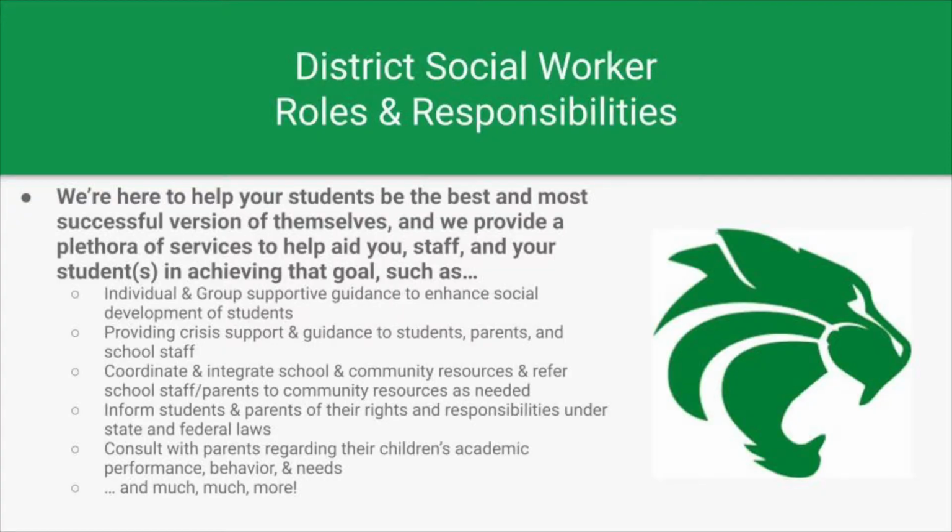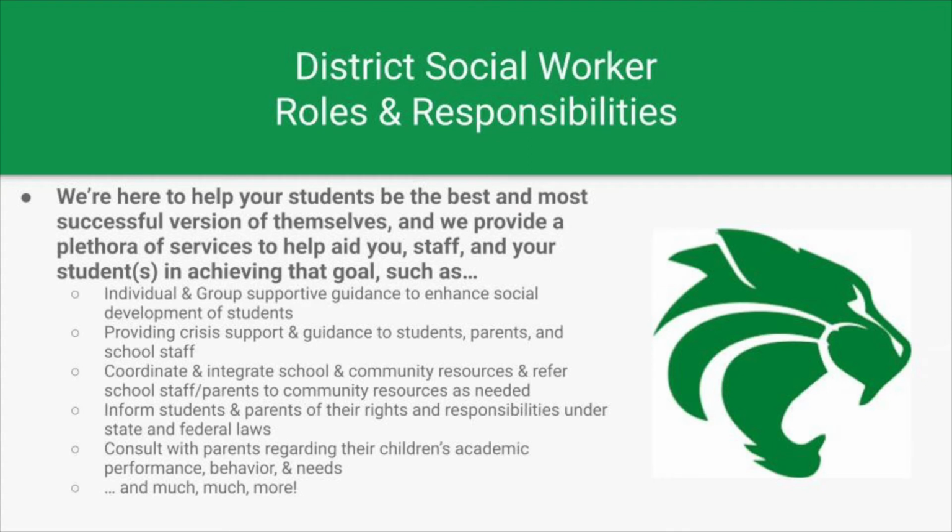We reach out to the communities to ensure that the services in Kennedale are conducive to the families that we serve. We also inform students and parents of their rights and responsibilities as they relate to the services, helping them to advocate for themselves. We are big pushers to help parents use their voice. We also consult with parents regarding their child's academics, performance, behavior, and needs. We spend a lot of time in the classrooms observing to make sure the child is getting what they need, not only academically, but emotionally as well.